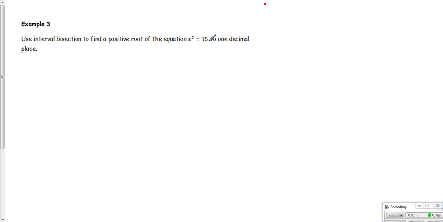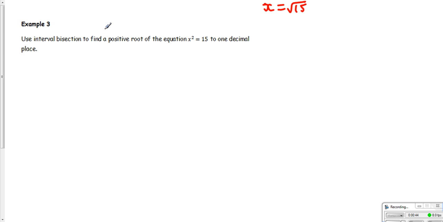It does raise an interesting point, though, that back in the olden days when we didn't have calculators, people did have to have alternative methods to solve equations like this. So whereas we would literally just say, well, x would be the square root of 15, whatever that is, type it in your calculator and work it out. But we'll go ahead and use interval bisection. But what you might want to do now is actually just work out root 15 on your calculator, and then we'll see how accurate our answer is.